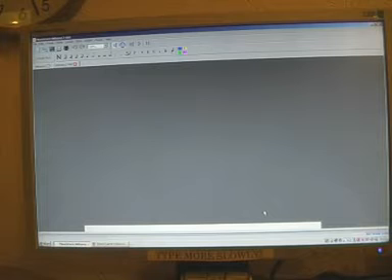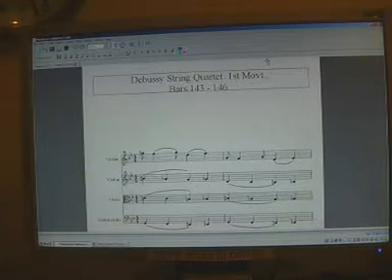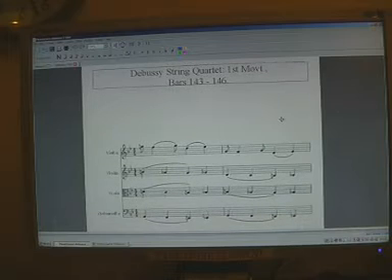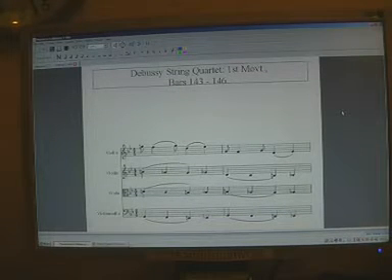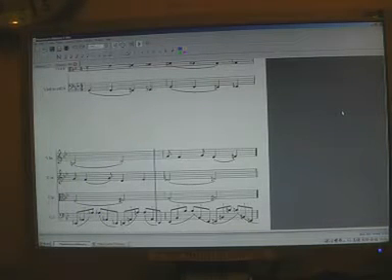Well, if this were a court of law, I would now introduce the following piece of evidence, which is a short extract near the end of the first movement of the Debussy string quartet, bars 143 to 146. This is MIDI, it's expressionless, but just let's hear it. Sounds like a wrong note somewhere at the end, but that would be me, not Debussy.